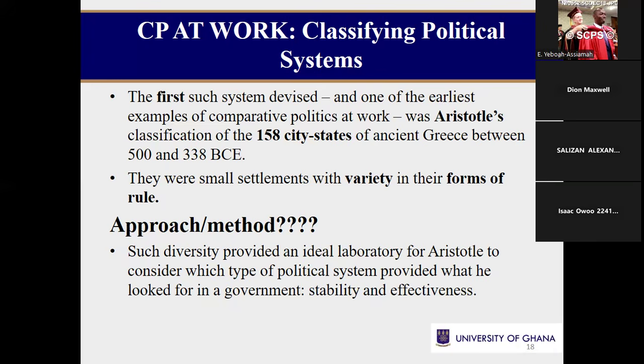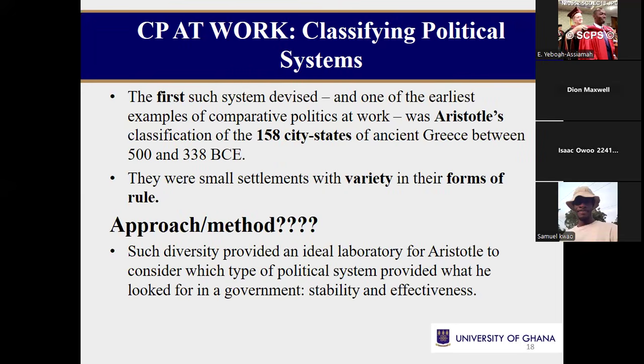Each of these city-states, even though they were small settlements, had variety in the forms of their rule. The way they were governing the people: maybe city-state 1 was governing the people in a much better way. City-state 2 was governing the city, maybe only one person was ruling. City-state 3, many people were ruling. So there were varieties in the form of rule.